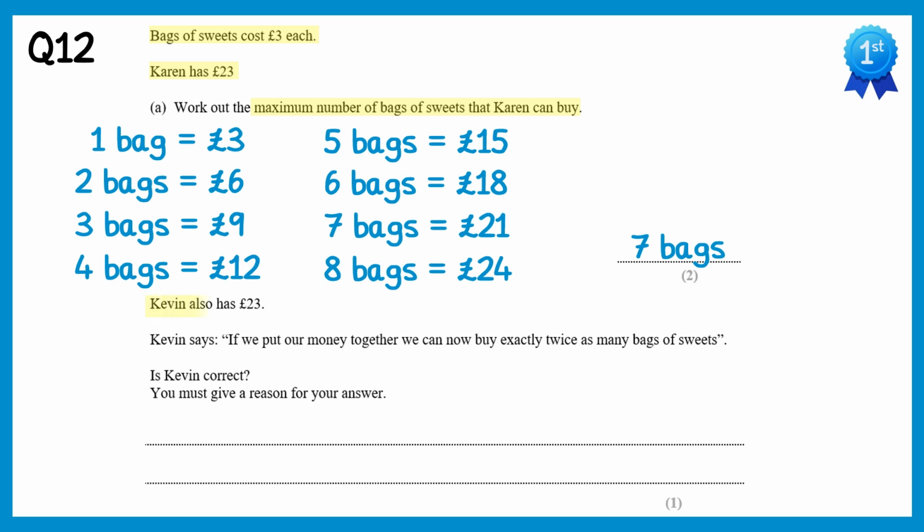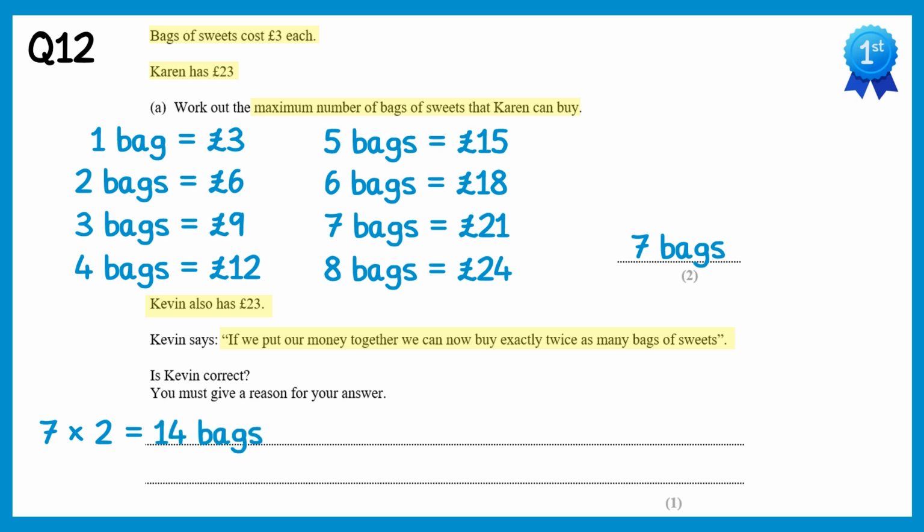In part B, we've also got Kevin who has £23, the same as Karen. He says if we put our money together, we can now buy exactly twice as many bags of sweets. So, in part A, Karen could buy 7 bags of sweets. So if we do 7 times 2, then Kevin is suggesting they can buy exactly 14 bags of sweets.